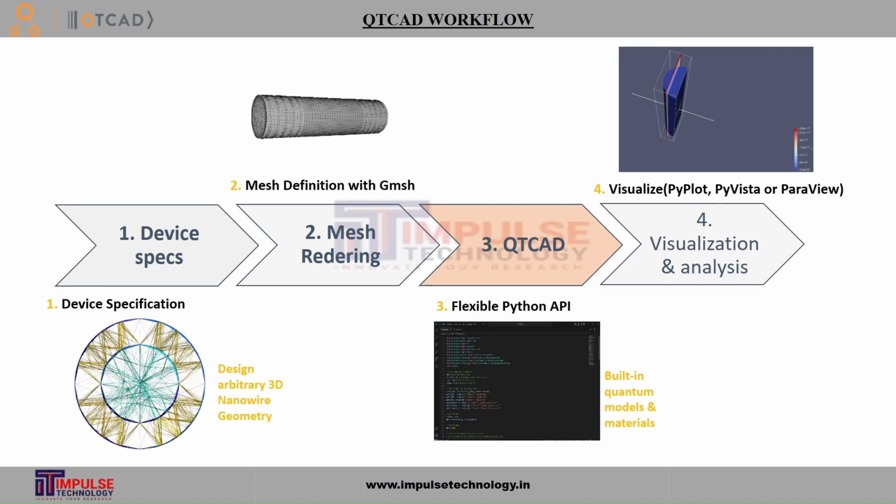This step involves designing an arbitrary 3D geometry of the device, meaning you can configure the shape, dimension, and material used in the transistor. This step is crucial because it defines the foundation of the entire simulation. The accuracy of the result will depend on how well the device geometry is specified.